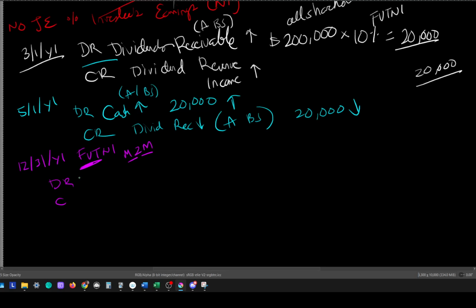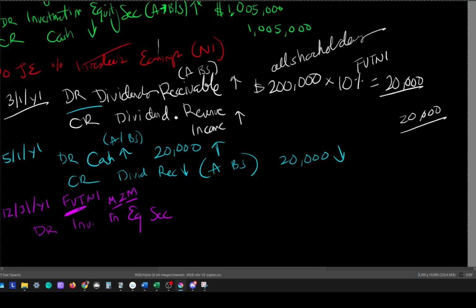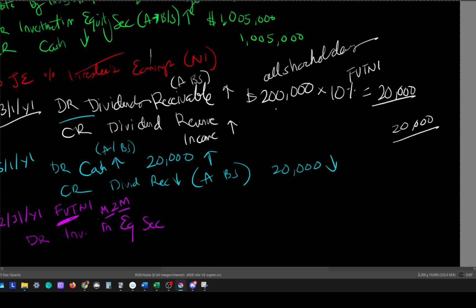So I'll give you a hint. We'll have some potential unrealized gains or unrealized losses. And under the fair value through net income method, that investment in equity securities account gets used very, very heavily. So we have investment in equity securities. That's assuming we have a gain. Let's calculate how much it is right now.